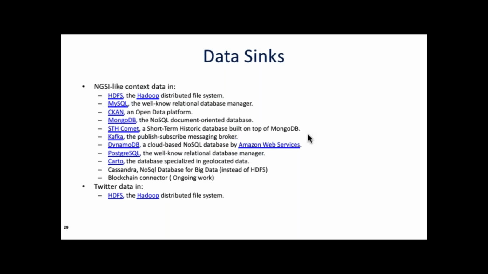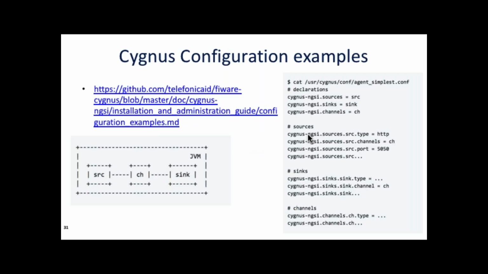With Cygnus, you capture everything, and you can still have STH-Comet and main communications with it. We have already provided connectors to Kafka. This way, you can do pub/subscribe depending on the infrastructure. You can also connect with DynamoDB, PostgreSQL, CartoDB, Cassandra, and now we are working on a blockchain connector. Also, we have some experiments with Twitter, but this is something that probably you don't need.